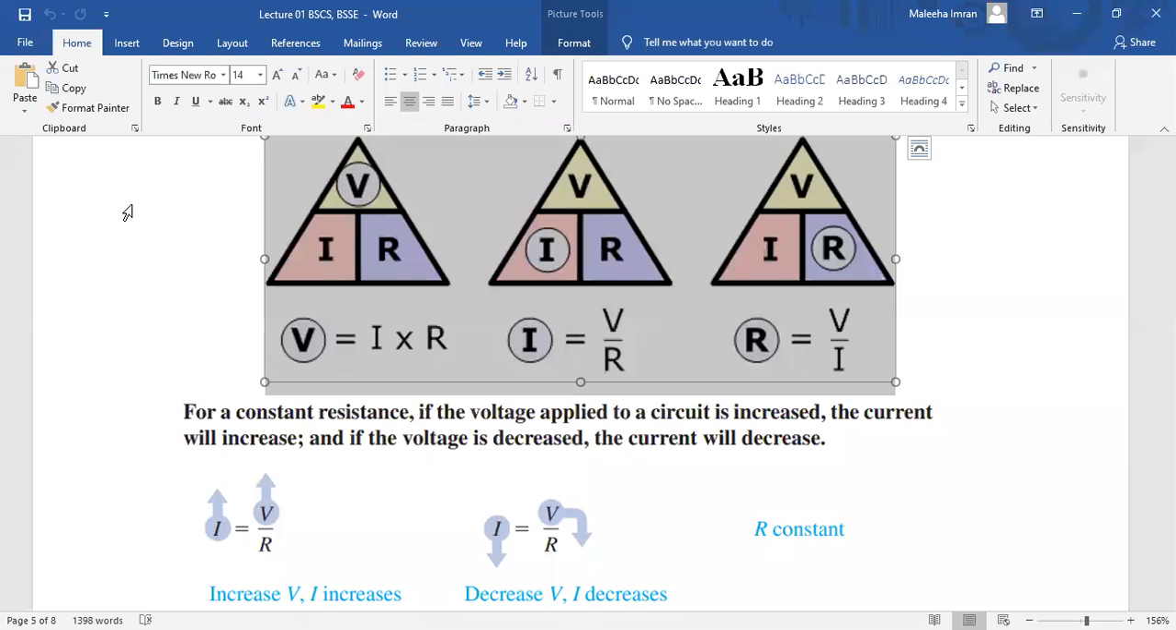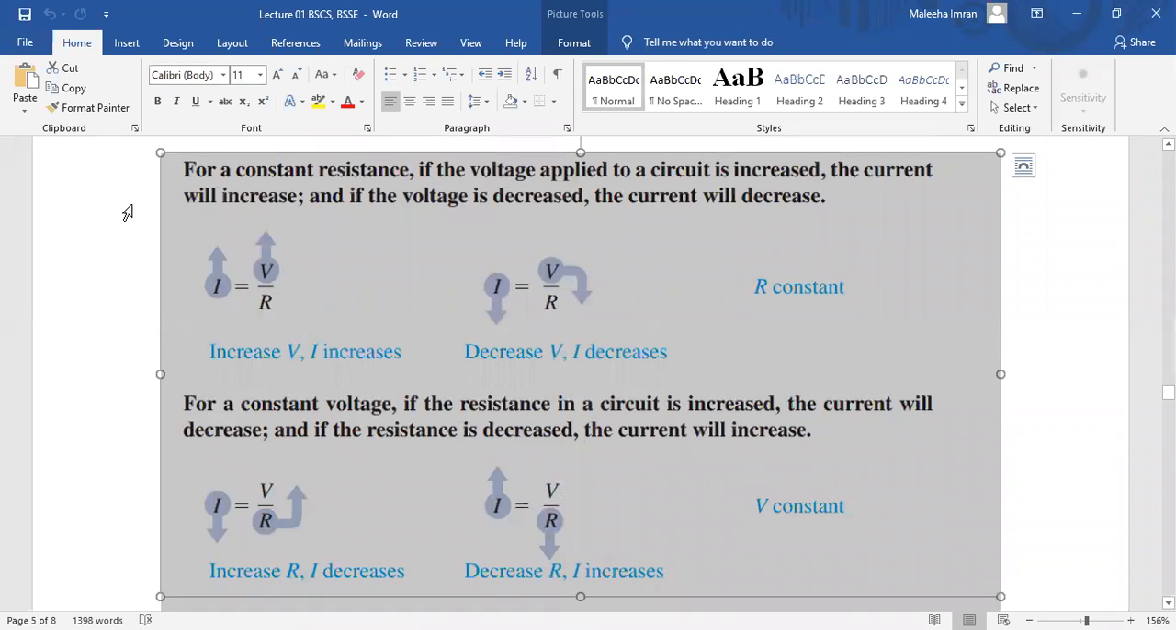So what do these relations show? These relations actually show that if you know any two of the variables, you can find the third variable also. Then we see that if we have I is equal to V by R, then from here we see that if the resistance is kept constant, then what happens? If the resistance is kept constant, when the applied voltage is increased, the corresponding current will also increase. And when the applied voltage is decreased, the corresponding current will also decrease.